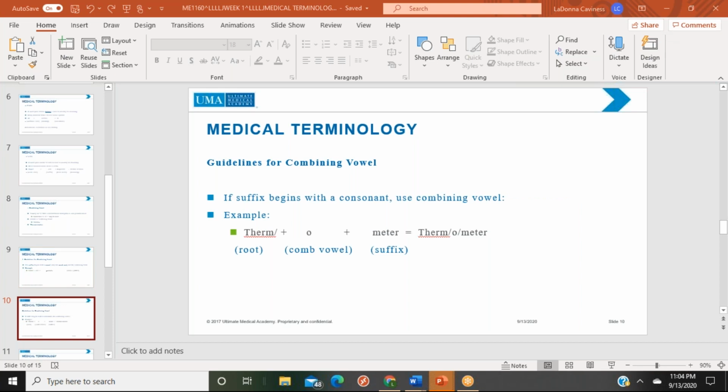Guidelines for combining vowels. If a suffix begins with a consonant, use the combining vowel. And here's an example of that. THERM plus O plus meter equals thermometer. So thermo is the root, your combining vowel is O, and your suffix is meter, okay? And when you pull that all together, it equals thermometer.